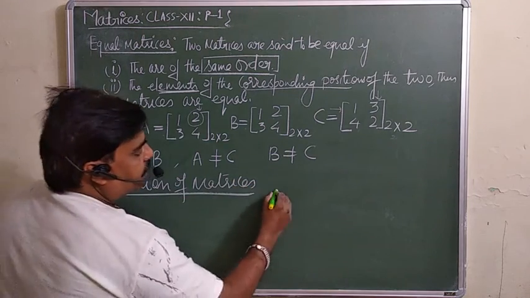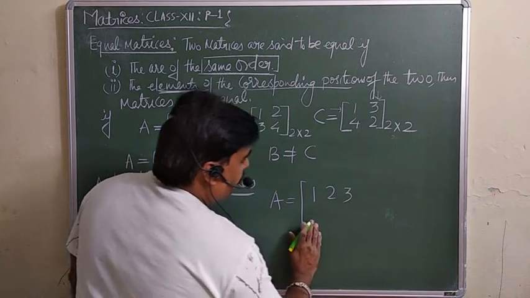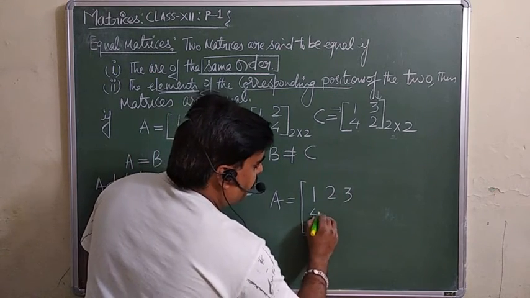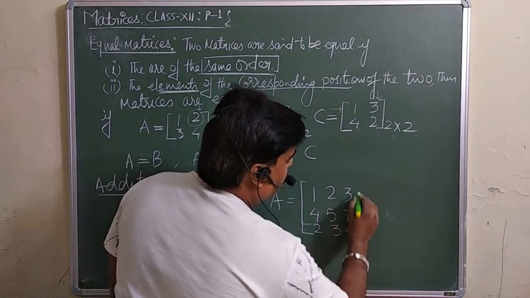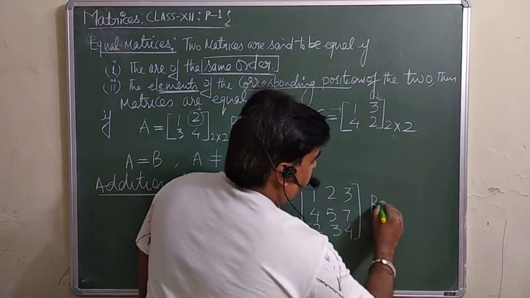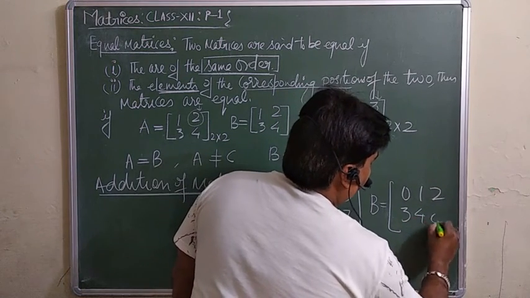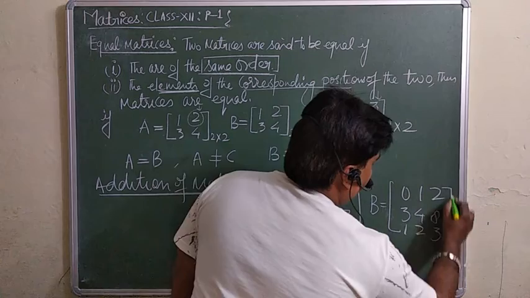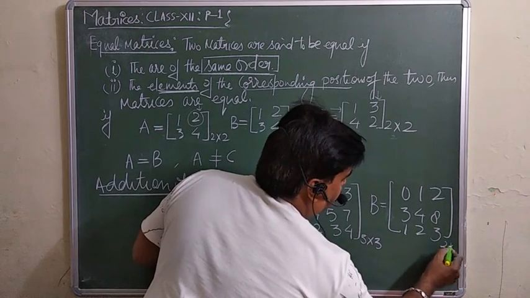Suppose two matrices are there. You can add any two matrices if they are of the same order. Order should be the same. We are not worried about the elements. Like we are taking this one, 1 2 3. This is 3 by 3, and this is also 3 by 3.